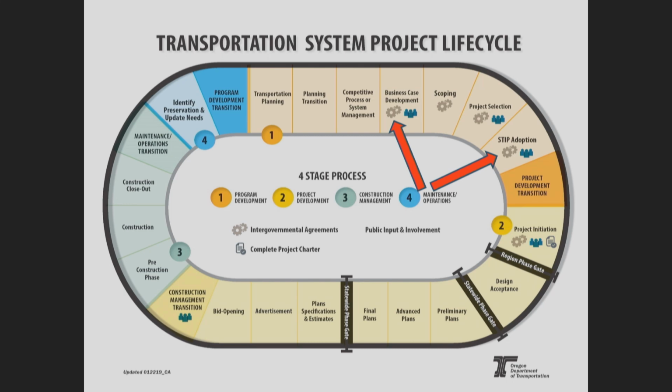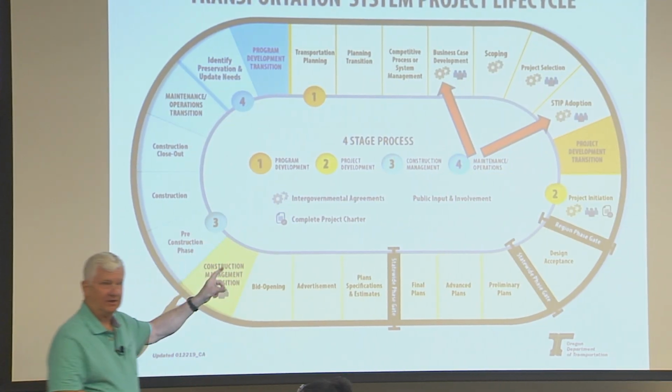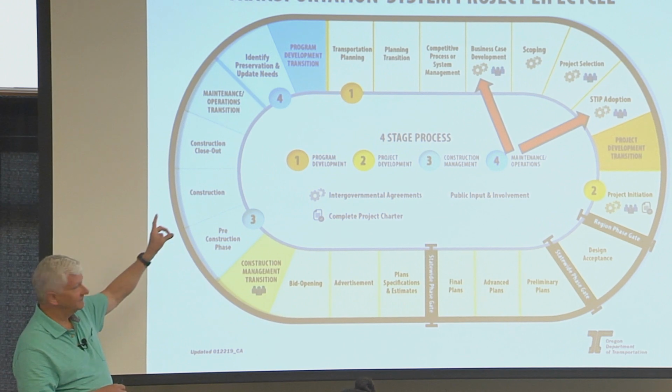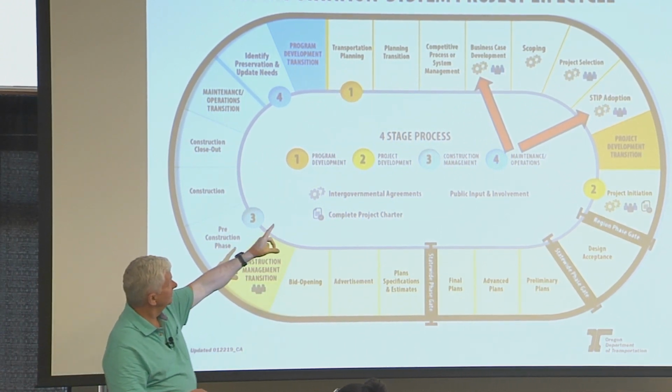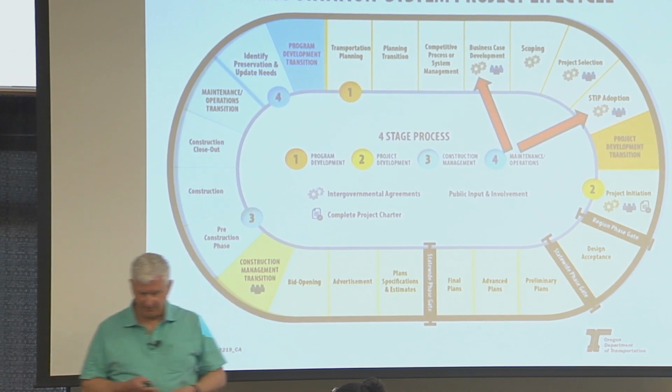One of the things I'd love to see sometime: this shows all the different units kind of segmented equally. I think it would be interesting to take the racetrack and make it more time-oriented, to scale, because I can tell you the preliminary plans phase isn't the same distance as the project initiation or even construction. That would be an interesting development for my own use: what does this really look like for the time sequence? So we're going to start talking about business case development and go to the STIP adoption.